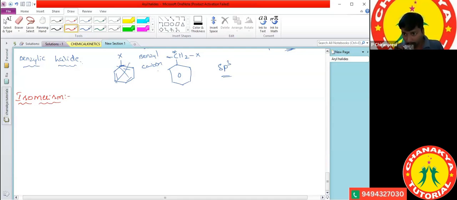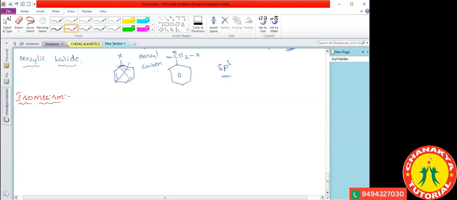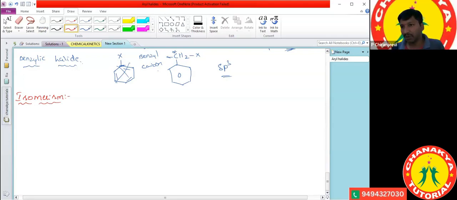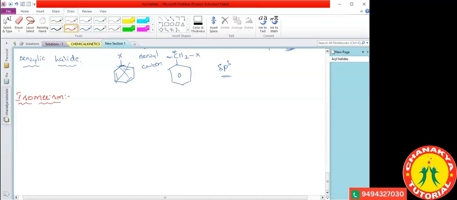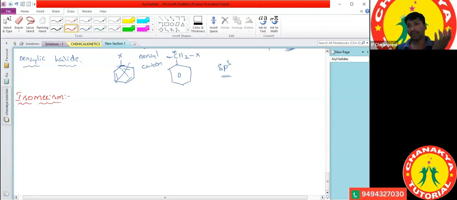Any guess? How many types of structural isomers are there? In total we get six structural isomers. What are the six structural isomers here? Chain isomerism, position isomerism, functional isomerism, metamerism, tautomerism, and ring chain isomerism. So a total of 6 types are there under structural isomerism.